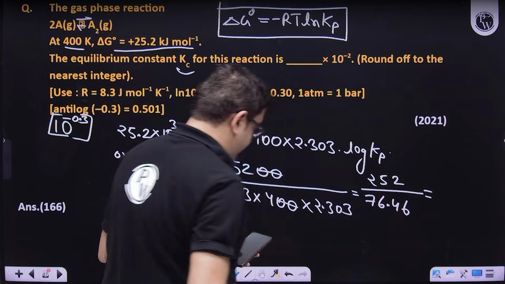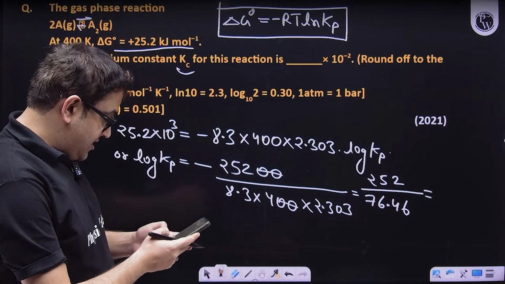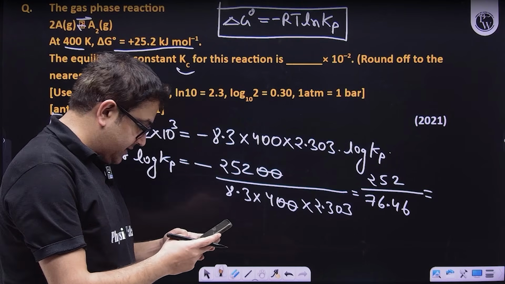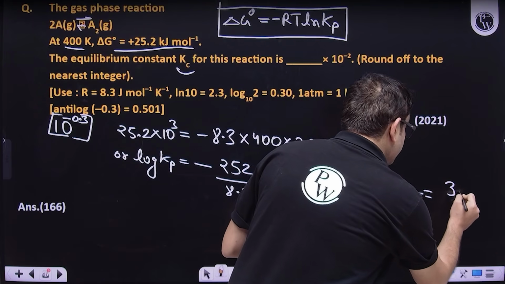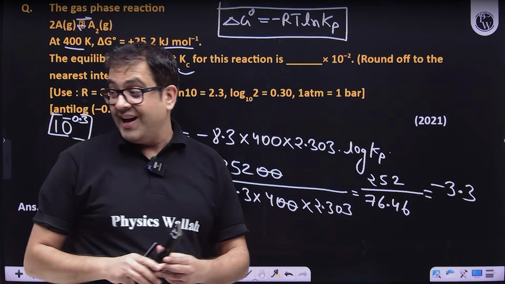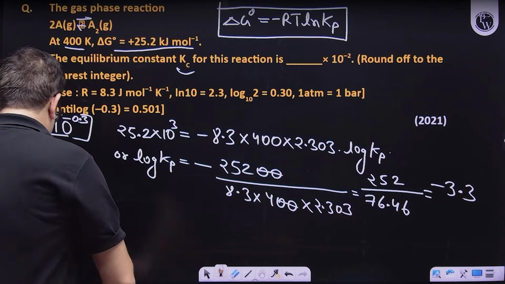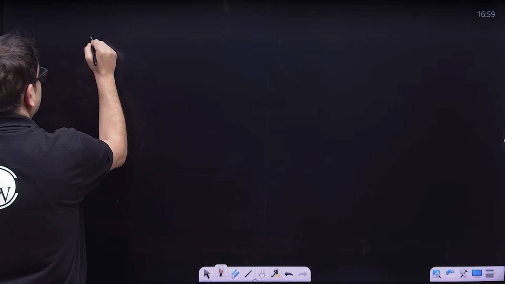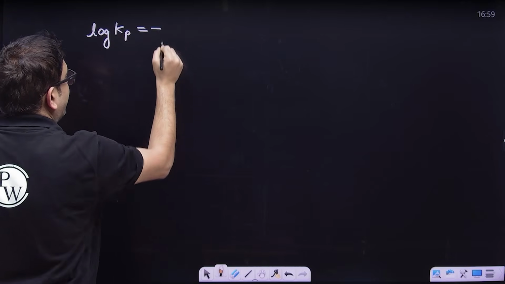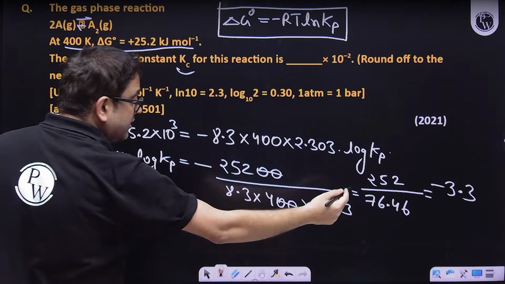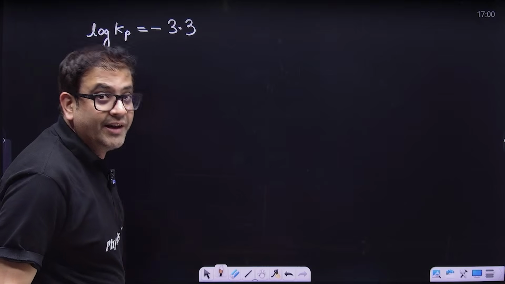But I'm not approximating. I do not deserve to approximate, because this precise value is given. So 252 divided by 76.46 is somewhere around 3.3 with a negative sign. Now, sir, that's why 0.3 is given. Okay. So if you know this, let us again write what is log of Kp. Sir, it is a negative value and the value is minus 3.3. Okay, sir. What else?